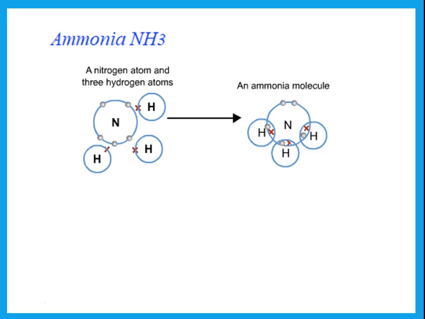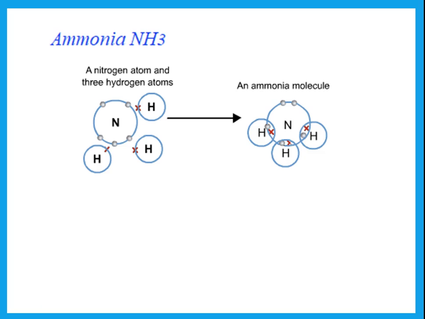Ammonia is a compound made up of nitrogen and hydrogen. Again, nitrogen is in group 5, so it has 5 electrons in its outermost shell. Now, if it has 5, it needs a total of 8. That means it needs 3 more electrons to make it a total of 8. Each hydrogen can contribute only 1, and that means that I need 3 hydrogens to give me 3 more electrons.